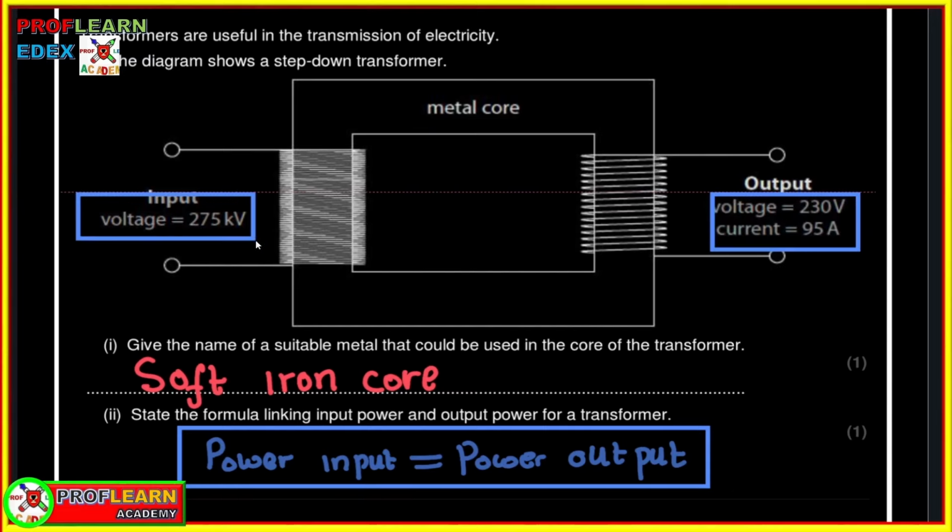Now you can see here we are given an input voltage of 275 kilovolts and an output voltage of 230 volts. So this is a step-down transformer. It's reducing voltage. You can also look at the number of turns in the primary coil and the secondary coil. The secondary coil is the output, and the primary coil is the input. If you have more turns in the input than the output, that is a step-down transformer, and the purpose of a step-down transformer is to reduce the voltage for safety and domestic use.